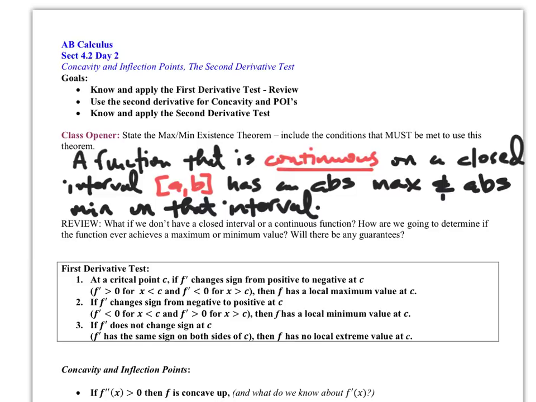So, as a class opener, state the min-max theorem, or max-min existence theorem, including the conditions that must be met to use this theorem. A function that is continuous, there's requirement 1, on a closed interval, requirement 2, has an absolute max and an absolute min on that interval. For sure, we'll have an absolute max and absolute min. Remember, we would test critical values where the derivative equals 0, as well as the endpoints.